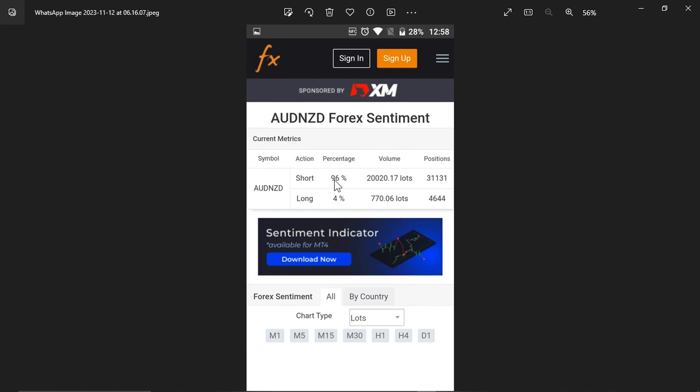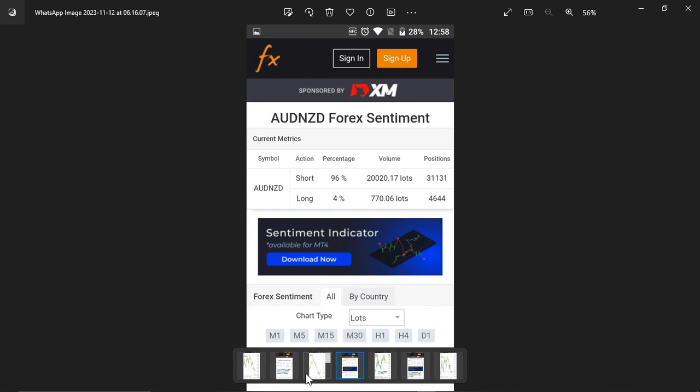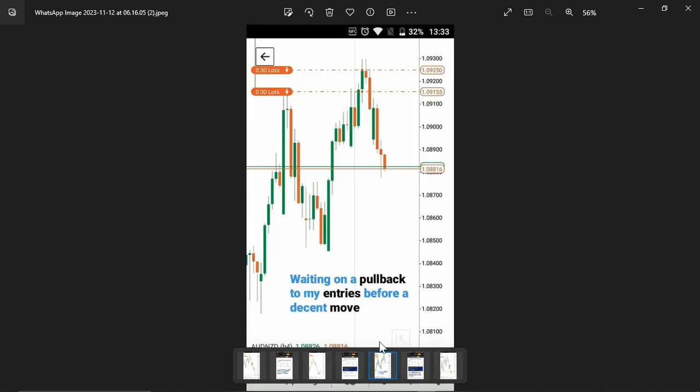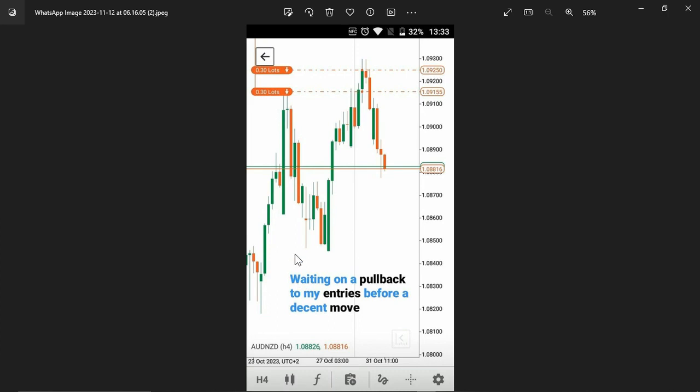So it gave me the ability to be a bit more patient, right? So I wasn't panicking when the trade wasn't moving in my direction and then ended up taking profits early or cutting my trade at a loss. I became patient because I'm monitoring the Forex sentiment. As long as this has not changed, then I understand that the trade will not move, right? In addition to that, I posted the screenshot on my Instagram that I'm waiting on a pullback to my entries before a decent move. Why? Because at this point there were still more sellers, so I knew that price will probably pull back or go up at some point.